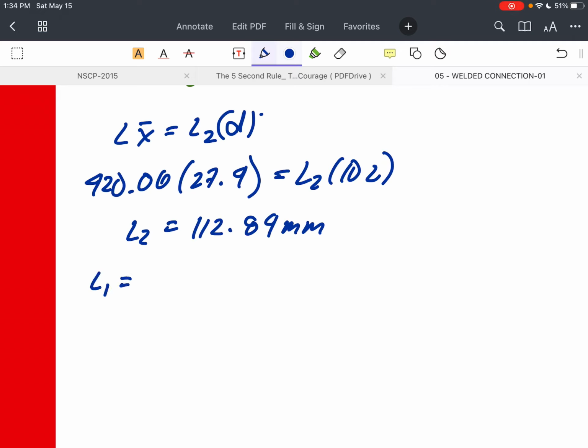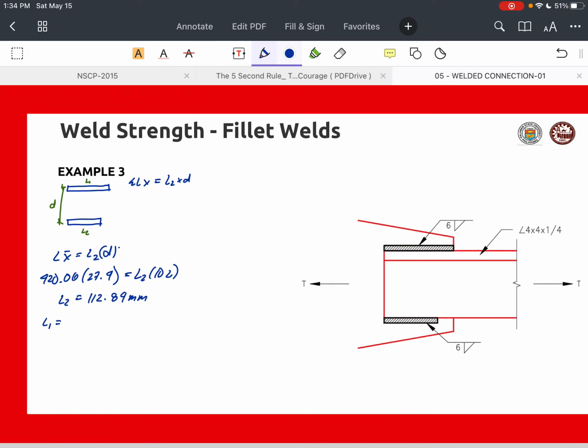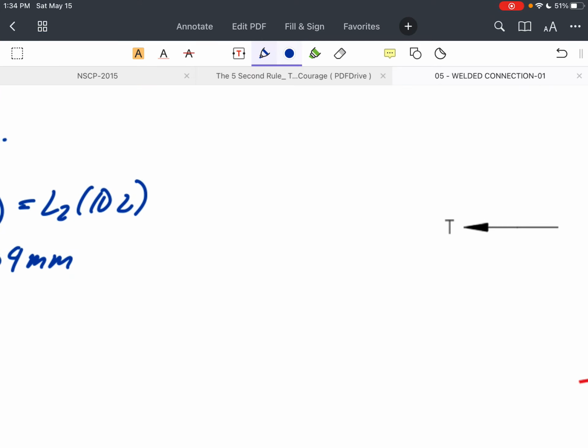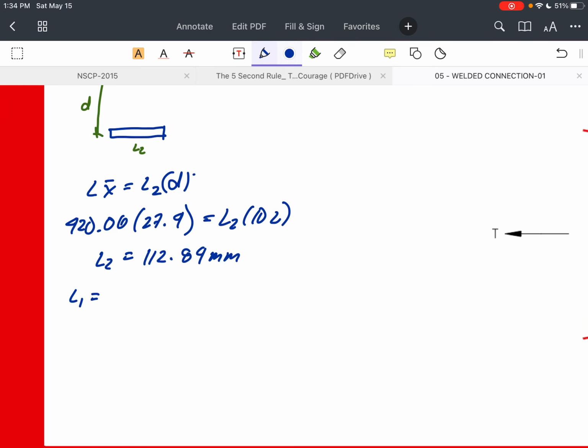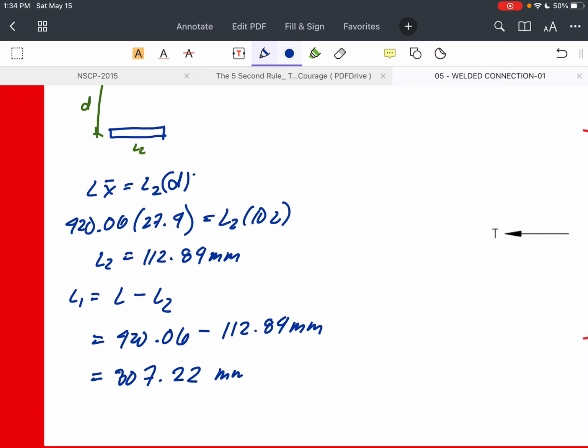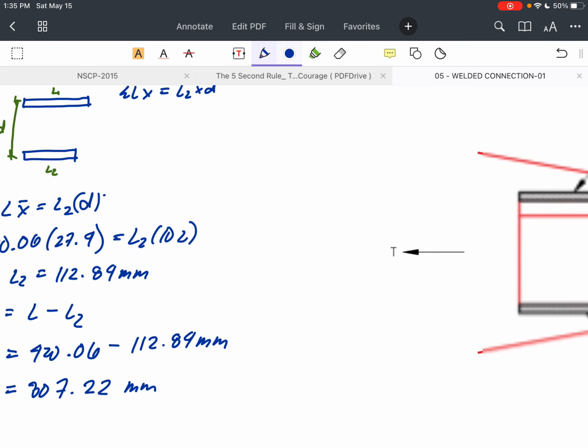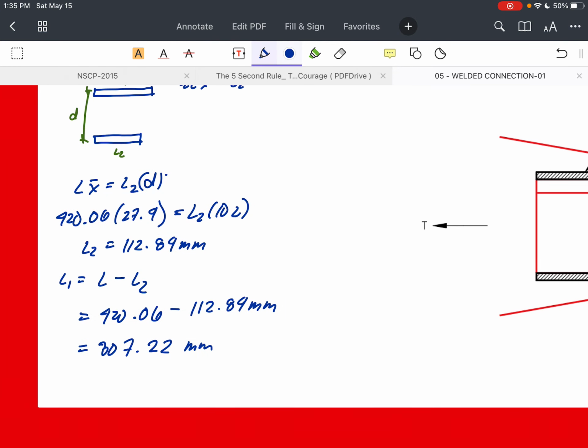So, pwede na natin makuha yung L1 by subtracting L2 from L. Okay? So, your L1 will be L minus L2. Okay. L1 natin again is 420.06 minus 112.84 millimeter. We have here 307.22 mm.